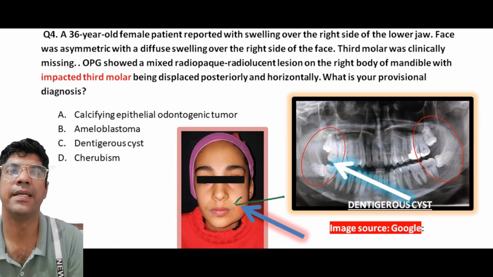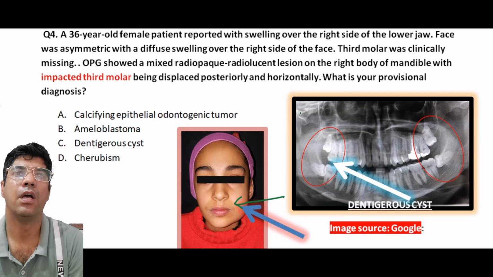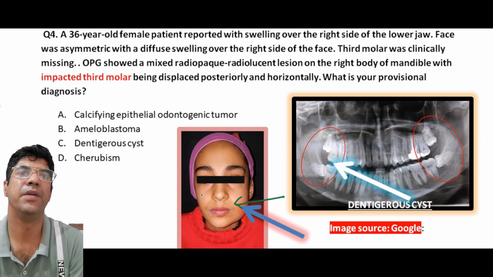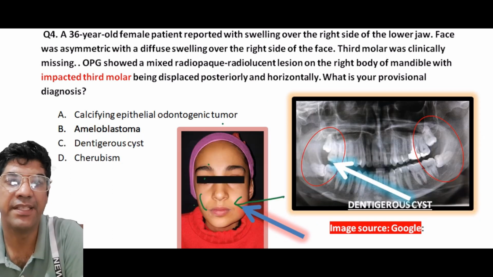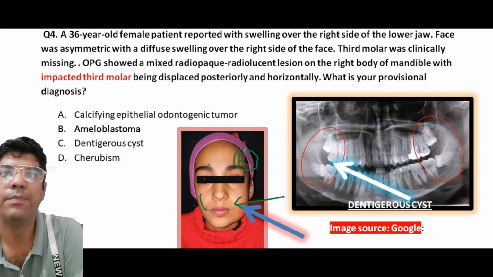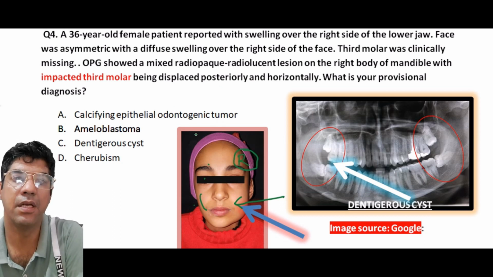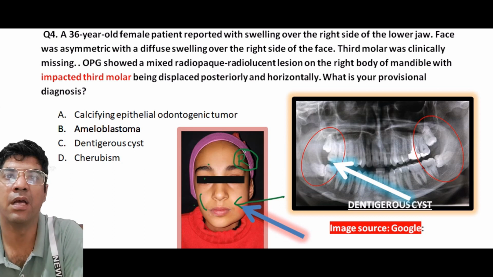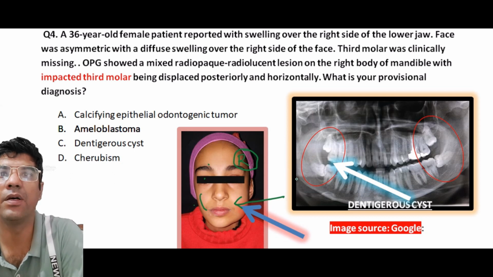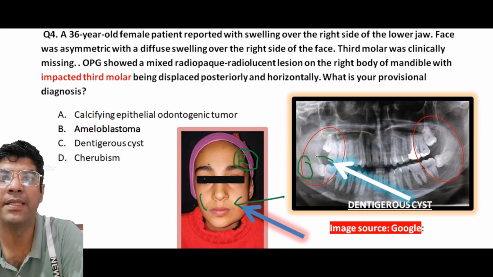Next question: a 36-year-old female reported with swelling over the right side of the face. You can see the swelling present on the right side of the lower jaw. The face is asymmetric with a diffuse swelling over the right side of the face. The third molar was clinically missing. On OPG, you will see a radiolucent lesion on the right side of the mandible with an impacted third molar, displaced posteriorly and horizontally.